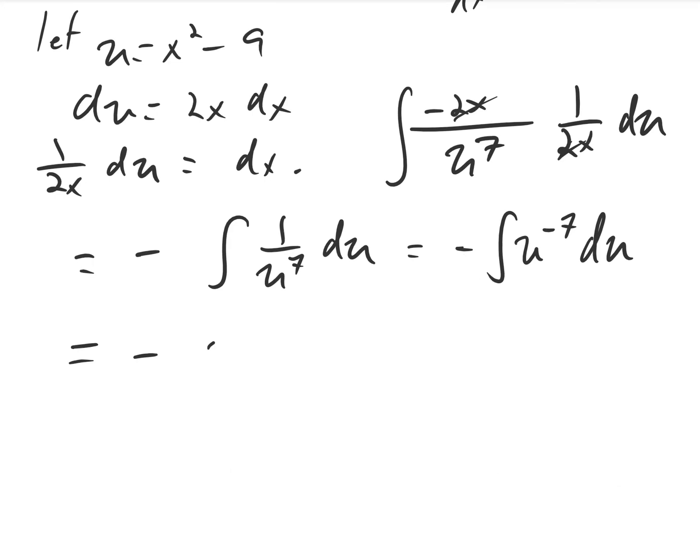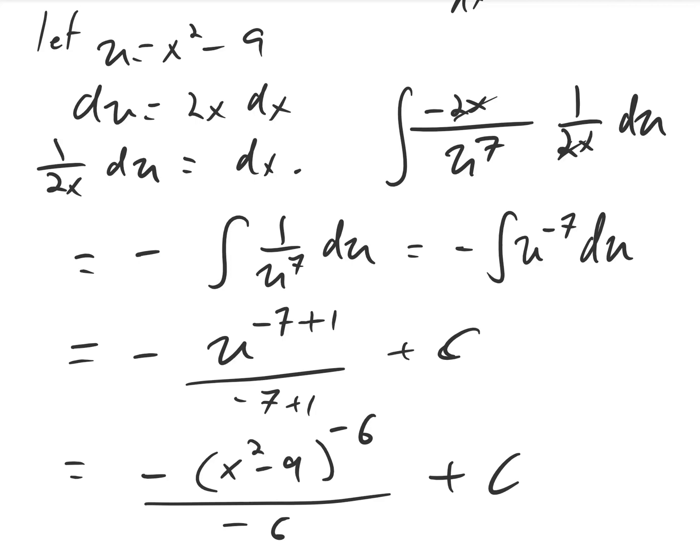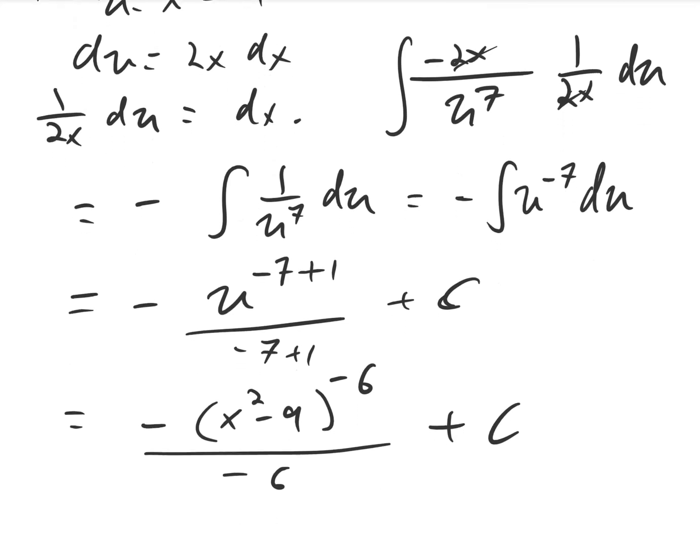So that's negative u to the negative 7 plus 1 over negative 7 plus 1. So that's negative. Just simplifying a little bit, not too much. And we'll put our original u back in. There we go. So we have the same variables that we started with. And of course, it's very easy to check just by differentiating.